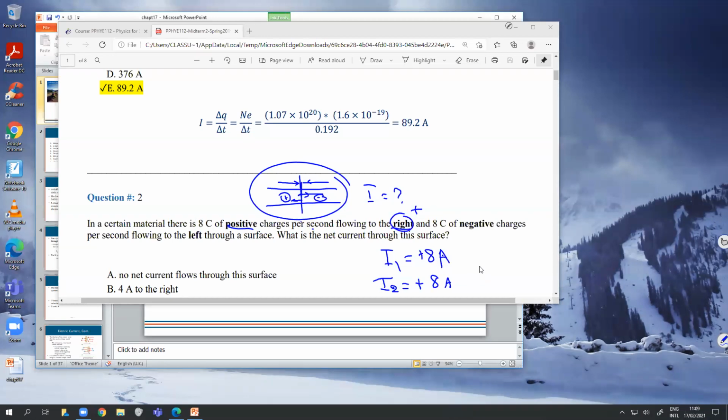This is due to conventional motion? Yeah, the second current is due to the flow of negative charges. The current is 8 amperes, but the charges are flowing to the left. That means the direction of the current is to the right. So since the direction is to the right, I put a positive sign. So the second current is also plus 8 amperes. Is that clear, everyone? Or should I repeat it?